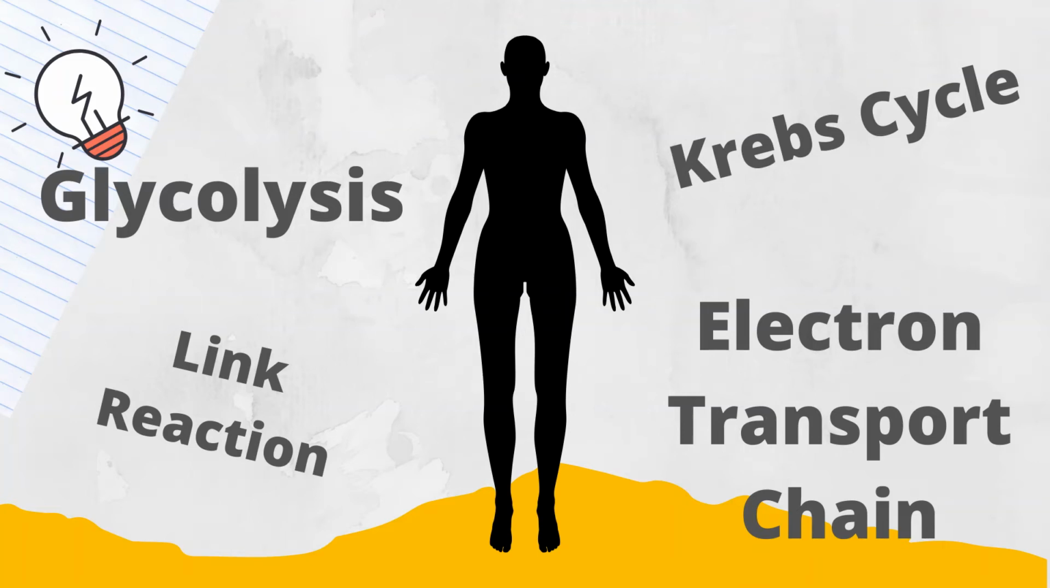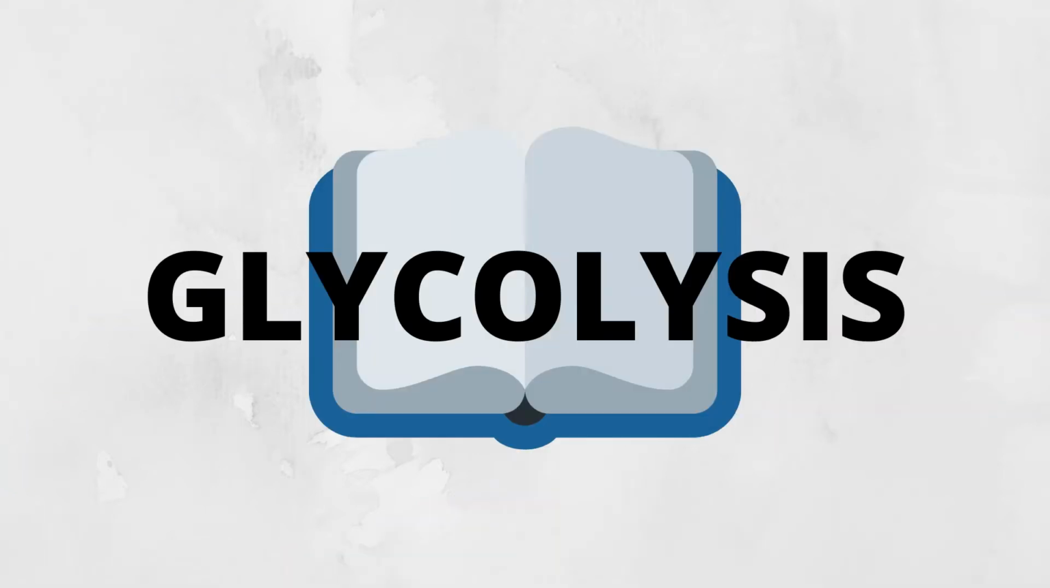Hello, in this video, we are going to explain glycolysis, the link reaction, the Krebs cycle, and the electron transport chain. Glycolysis is the first step in the breakdown of glucose to extract energy for cellular metabolism. Glycolysis consists of an energy-requiring phase followed by an energy-releasing phase.